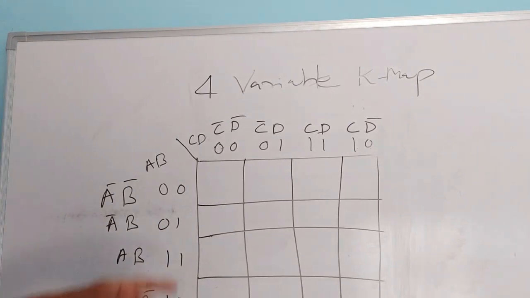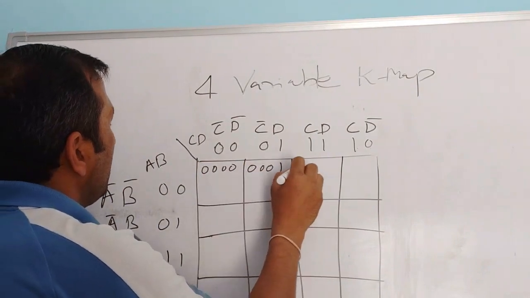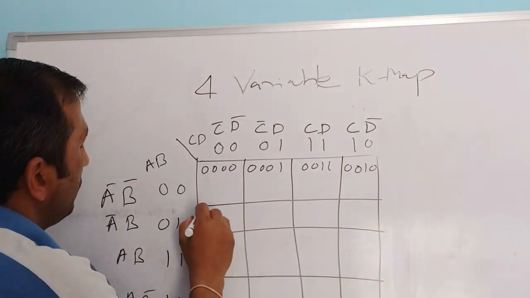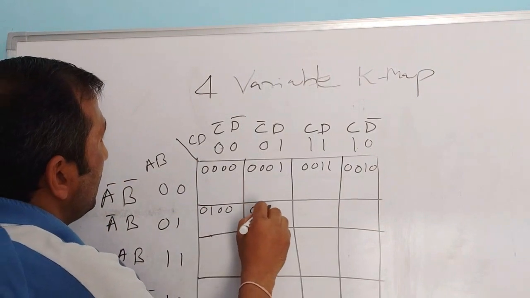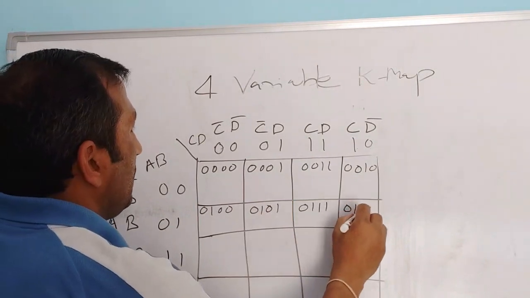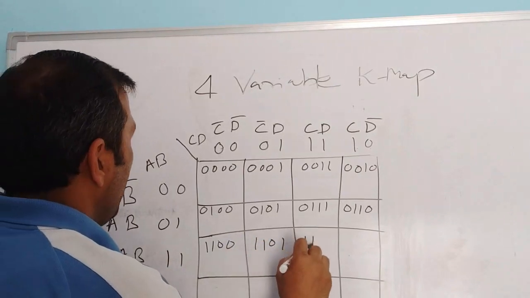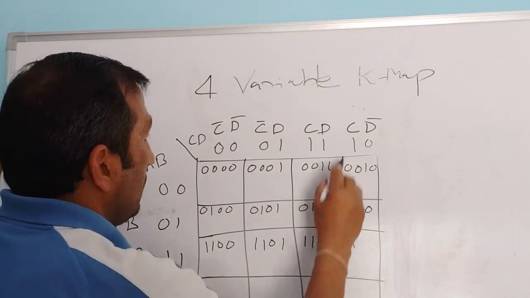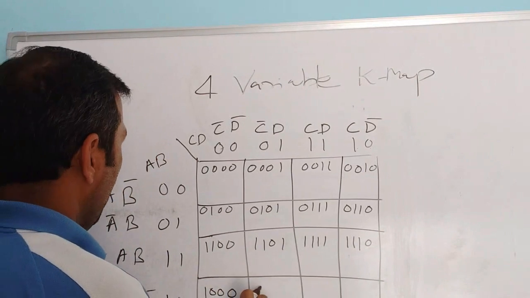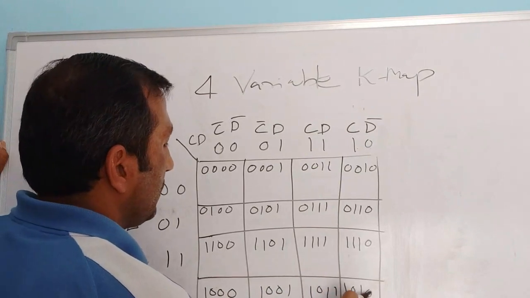Alright. Now, coming down to this, it will be 0, 0, 0, 0, then 0, 0, 0, 1, 0, 0, 1, 1 and 0, 0, 1, 0, and same goes down with 0, 1, 0, 0, 0, 1, 0, 1, then 0, 1, 1, 1 and then 0, 1, 1, 0, then 1, 1, 0, 0, 1, 1, 0, 1, 1, 1, 1, 1 and then 1, 1, 1, 0, then 1, 0, 0, 0, then 1, 0, 0, 1, then 1, 0, 1, 1 and then 1, 0, 1, 0.